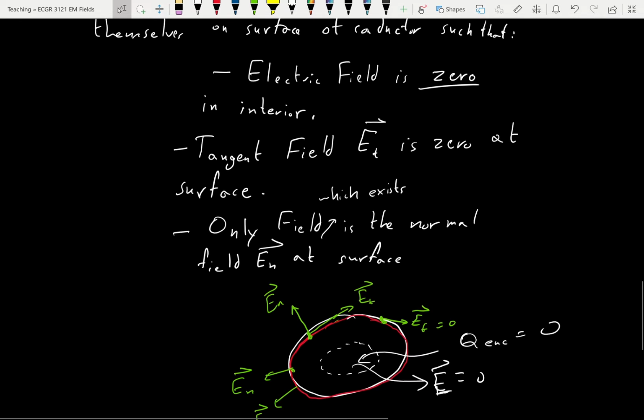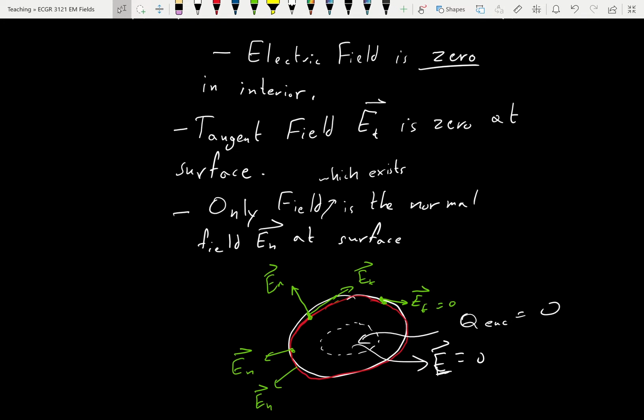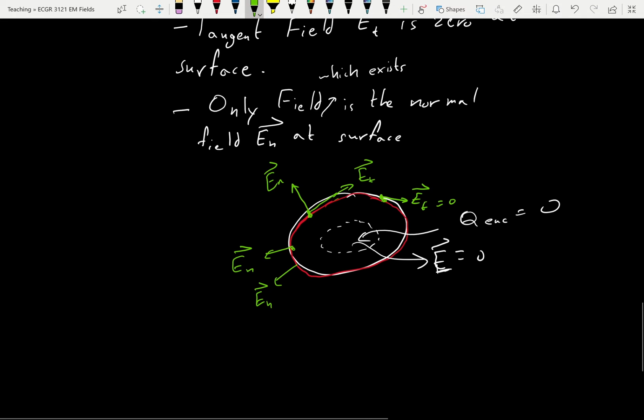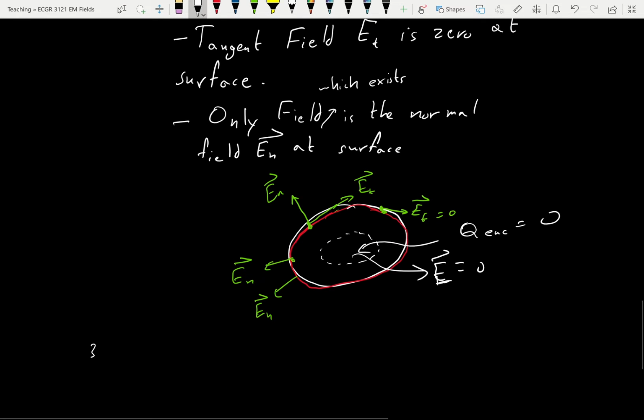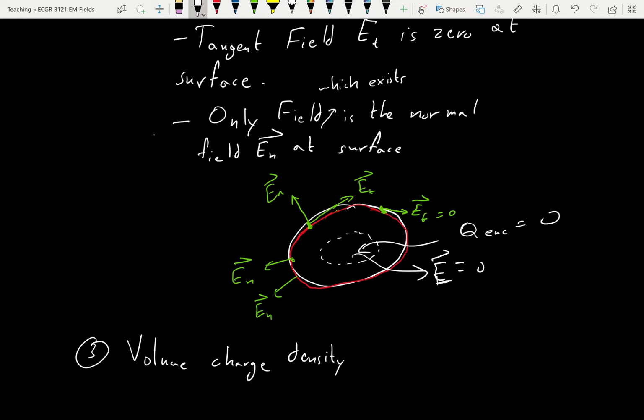The electric field is zero in the middle of the conductor. The tangential electric field has to be zero, and the only component of the electric field that has any value is the normal component. And the third property is that the volume charge density inside the conductor is zero. We said why this is true using Gauss's law here.